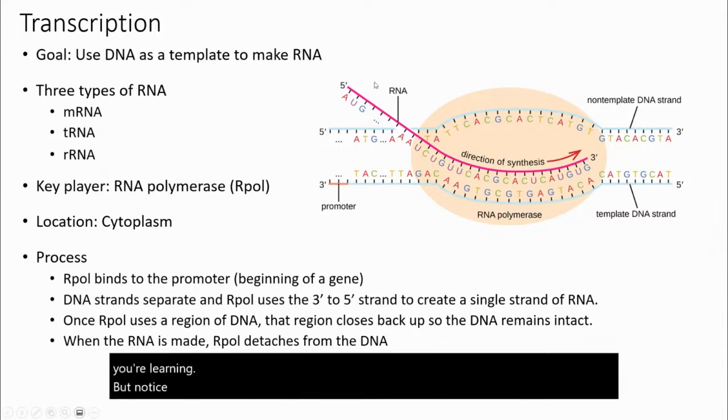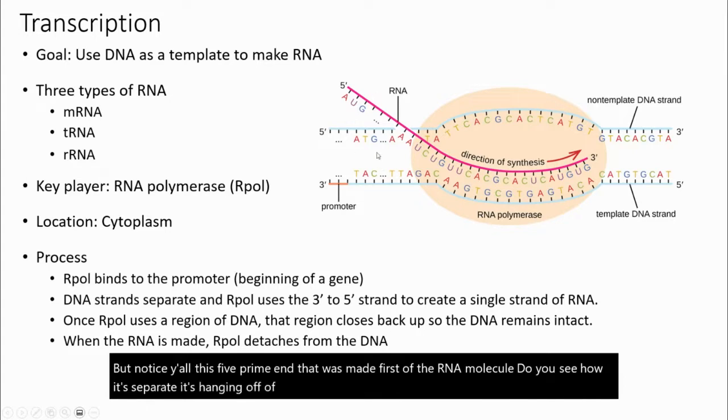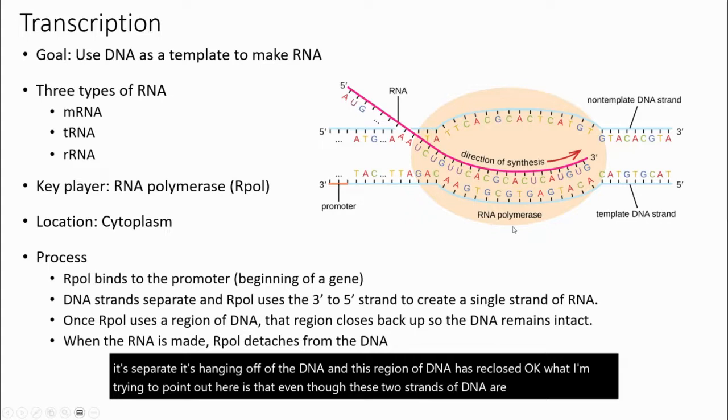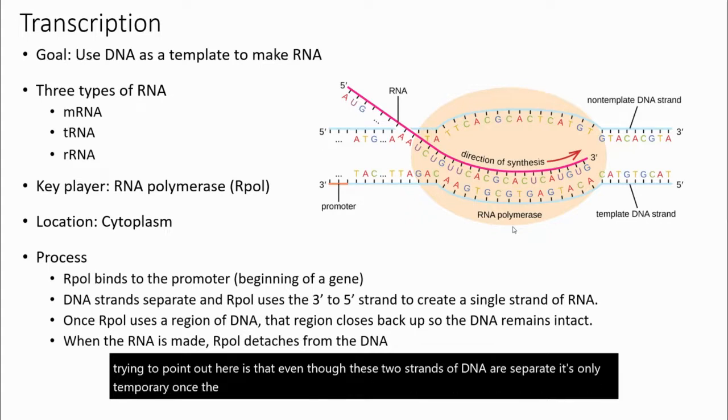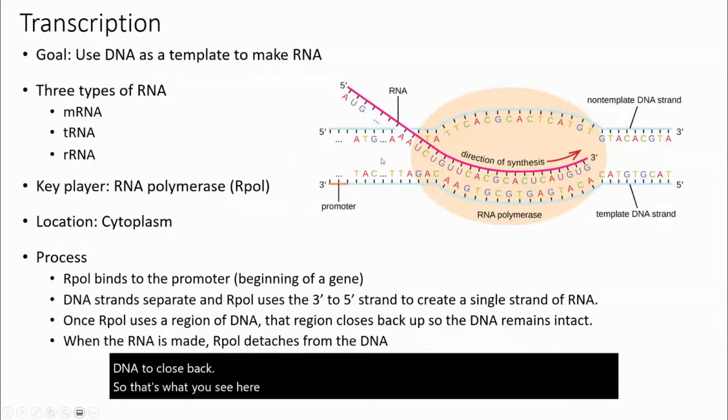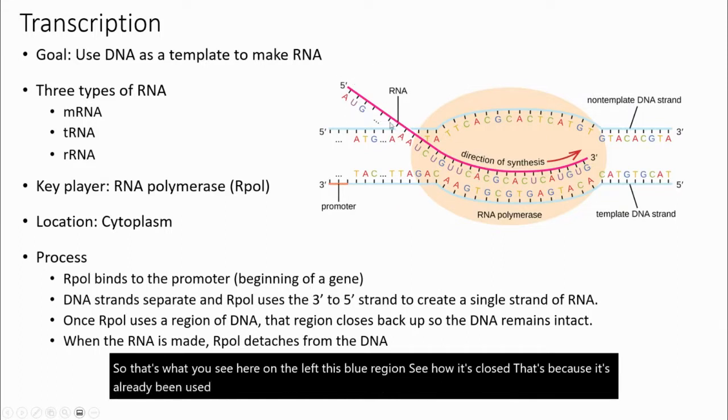But notice, y'all, this 5' end that was made first of the RNA molecule, do you see how it's separate? It's hanging off of the DNA, and this region of DNA has reclosed. What I'm trying to point out here is that even though these two strands of DNA are separate, it's only temporary. Once the RNA has been made for that region, the RNA lets go and allows the DNA to close back up. So that's what you see here on the left. This blue region, see how it's closed? That's because it's already been used to make the original piece of RNA up at the top.